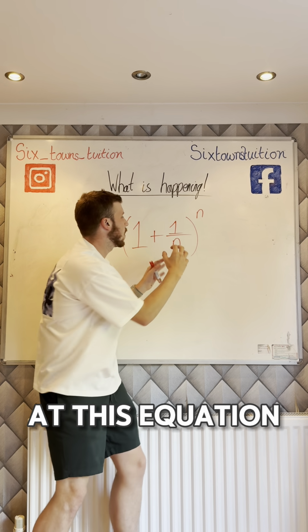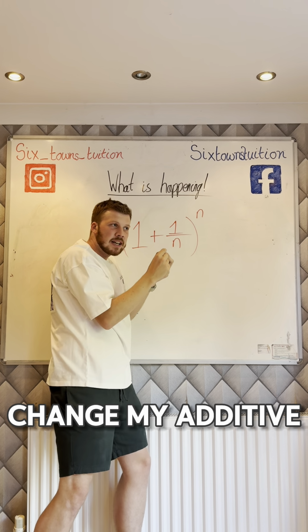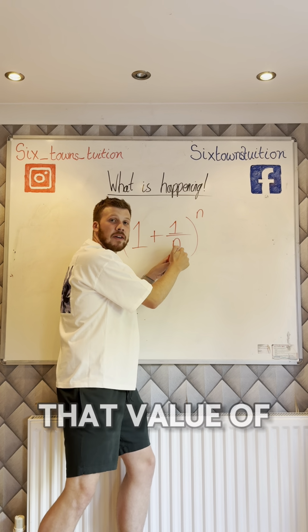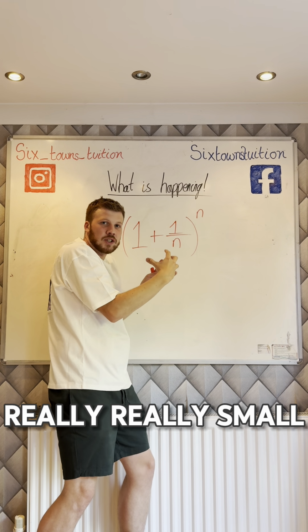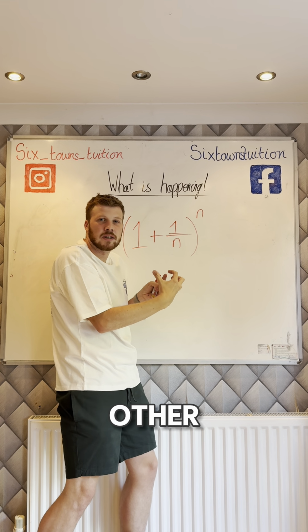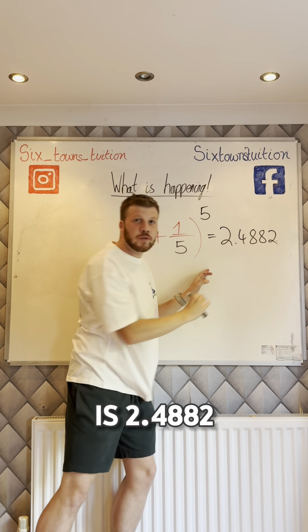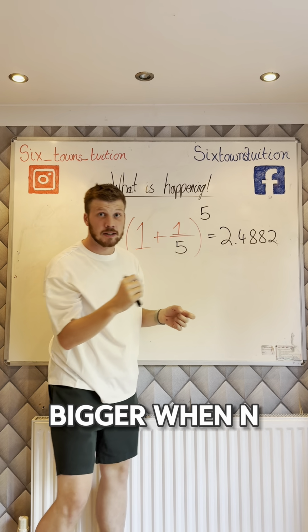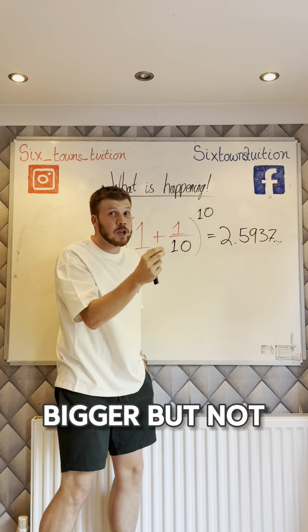So let's look at this equation. Instead of just having a power of n, I'm now going to change my additive part by what that value of n is. So as this gets really big, this additive bit is going to get really, really small. So we're going to start fighting each other. So when n is 5, 1 plus 1 over 5 to 5 is 2.4882. So it's getting bigger. When n is 10, we get 2.5937. So again, bigger, but not as much.